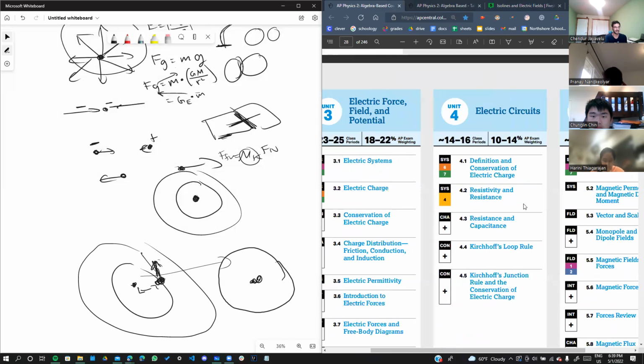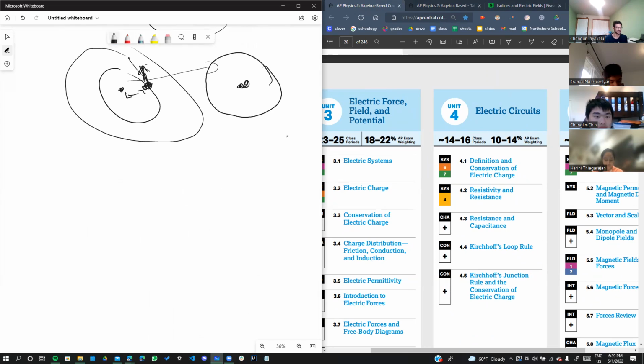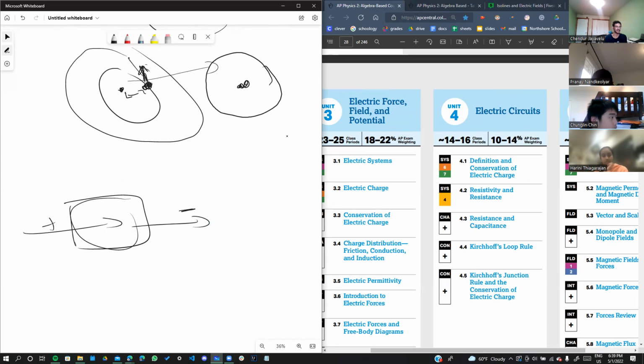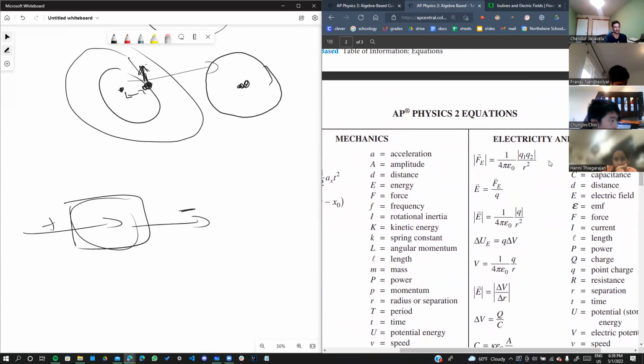Electric circuits. Okay, so the definition of conservation of electric charge: if you have a system and charge moves in, charge must move out as well. The system must stay balanced. AP loves to emphasize this idea of conservation, trying to be in equilibrium as much as you can. And then resistivity, which was not on the exam too much. It's how resistive something is.